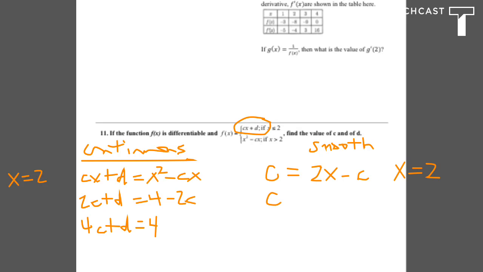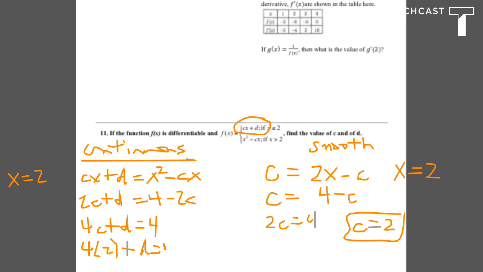I'm going to plug in 2 for x. 2 times 2 is 4 minus c. I'm going to solve this equation for c. I get 2c equals 4. So c must equal 2. That's half of my answer. I've been asked to find c and d. Now I've got c. Since I have c, I can go back to that first equation to find the value of d. So 4 times 2 plus d equals 4. 8 plus d equals 4. And I find that d equals negative 4. Now here are two solutions. d equals negative 4, c equals 2.